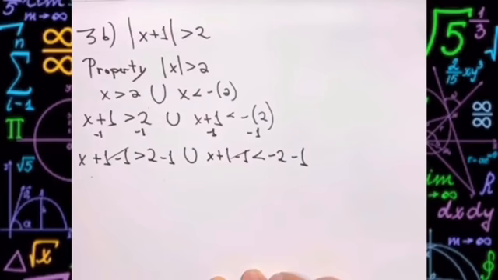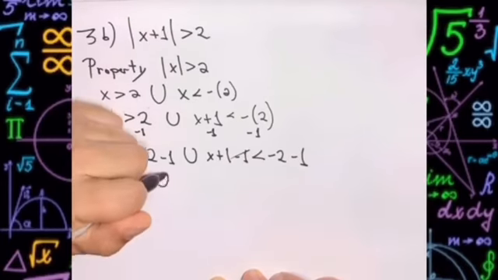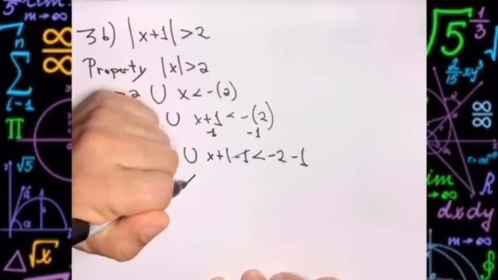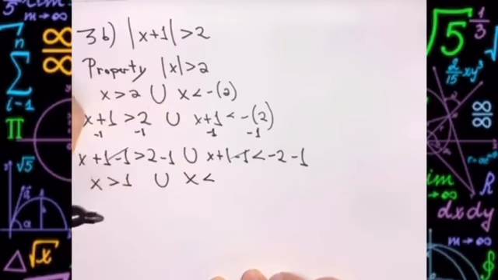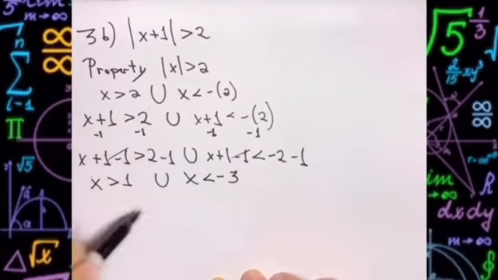As you can see, we have subtracted 1 from the entire equation, so the terms cancel each other out in order to leave the x by itself, and we're going to end up with the following result: x greater than 1 union with x less than minus 3, because minus 2 minus 1 is minus 3. And there you go. There's the solution.